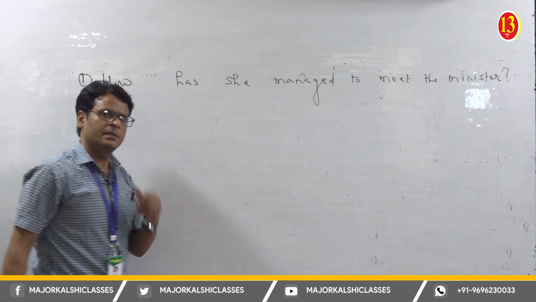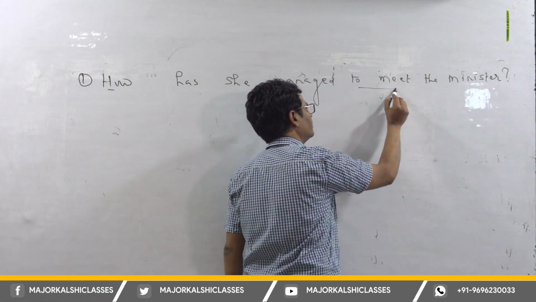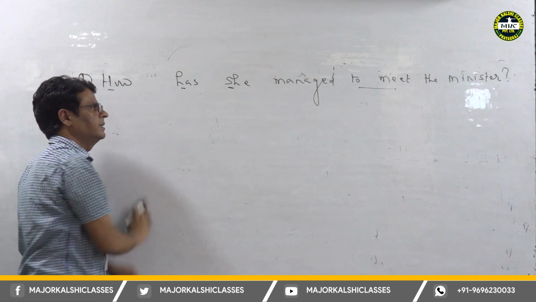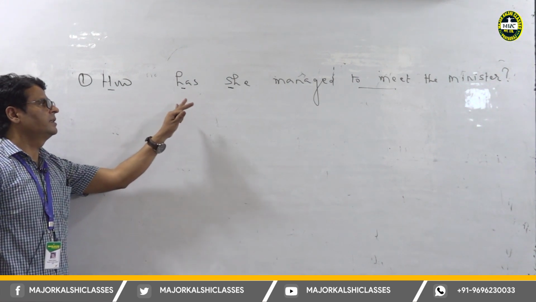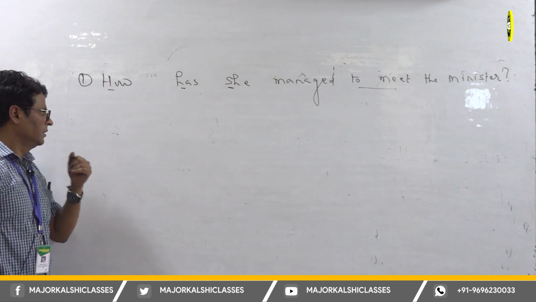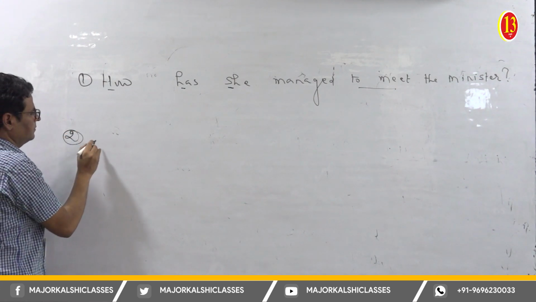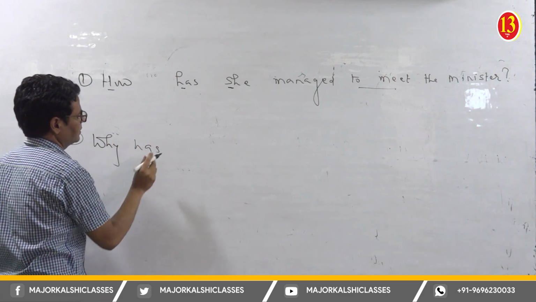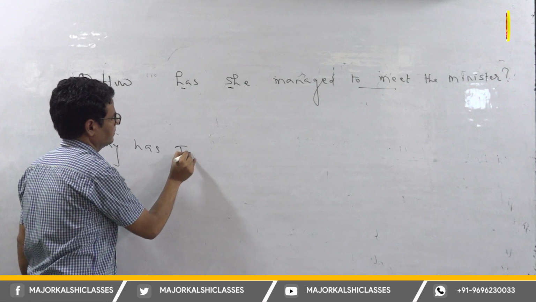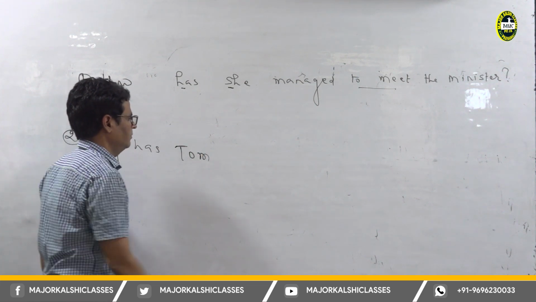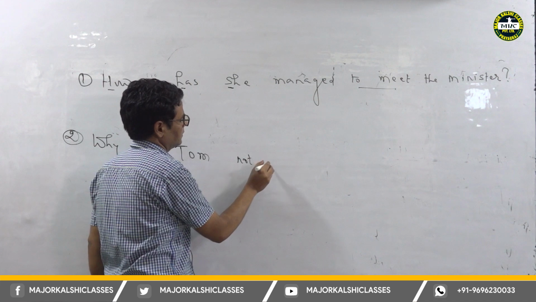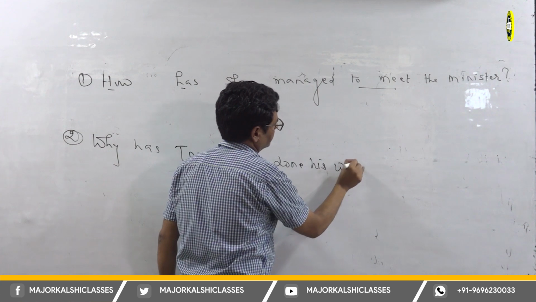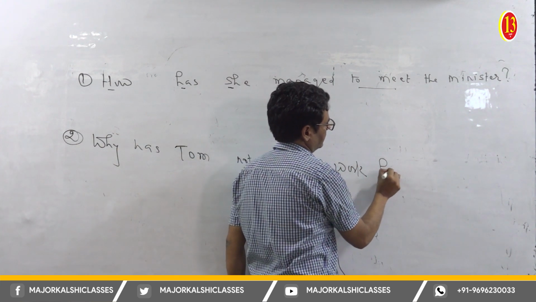And what is to meet here? To meet, it is called infinitive, right? And your subject is she, and you can say the auxiliary has been used here. How has she managed to meet the minister? Okay, in the same way, why has Tom not done his work honestly today?